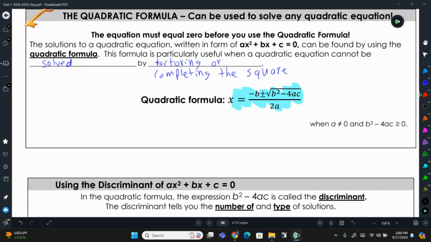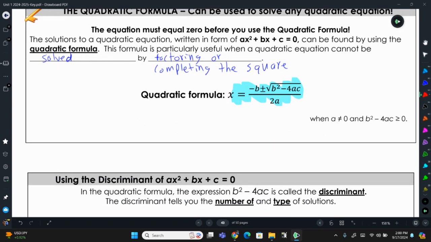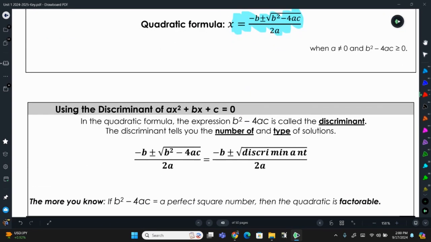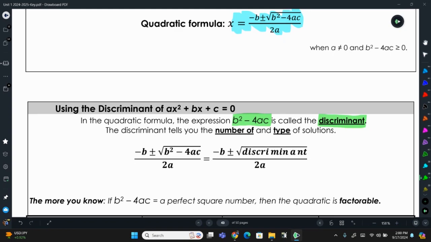So down here I want to talk about a specific part of the quadratic formula. The part b squared minus 4ac, that is called the discriminant, and that will tell you the number and type of solutions we have. Remember, for these quadratic equations, we could have two real solutions, one real solution, or no real solutions, which means two imaginary solutions. The discriminant will tell you how many and what type they are.